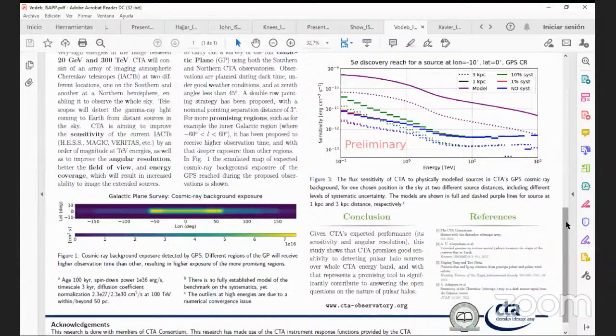So to conclude, given CTA's expected performance, this preliminary study shows that CTA promises good sensitivity to detecting pulsar halo sources over the whole CTA energy band. And with that, it represents a promising tool to significantly contribute to answering some open questions in the nature of pulsar halos.